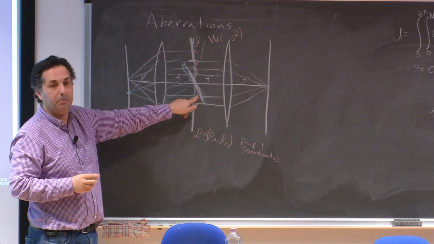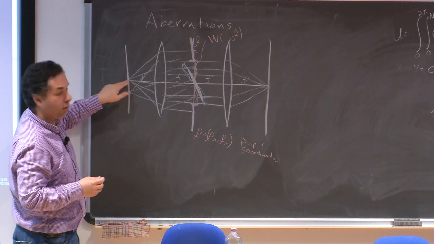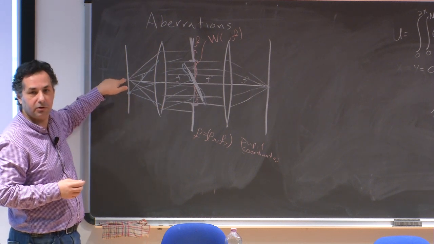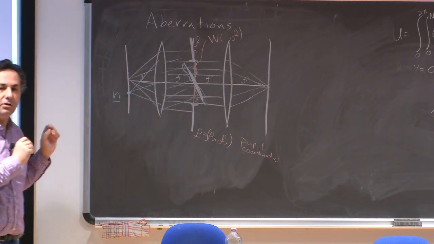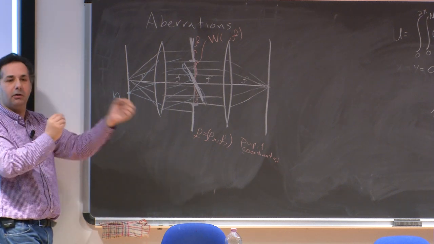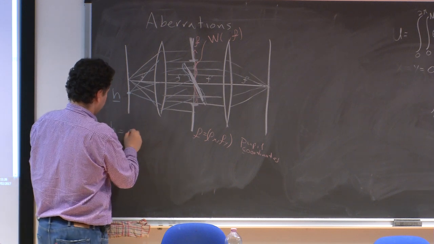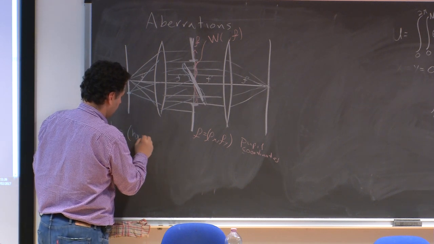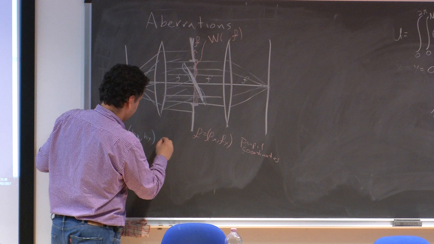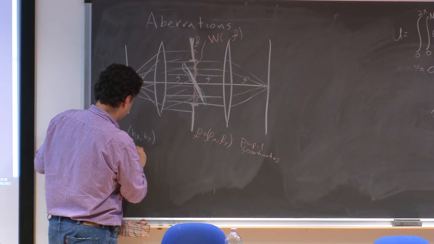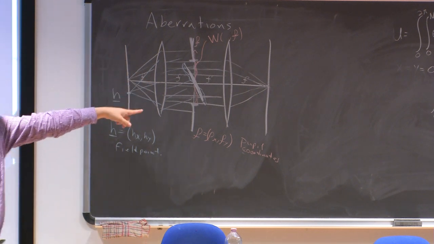So the difference depends not only on where in the pupil you are, but also on what object point you're talking about. And this point I'm going to call H. It's called the field point. It's the coordinate of the point in the object that I have. So H, which is H sub x, comma, H sub y, which we can also call just x and y, is called the field point. It's called field point, but it's really a point in the object or a point in the image, ideally.